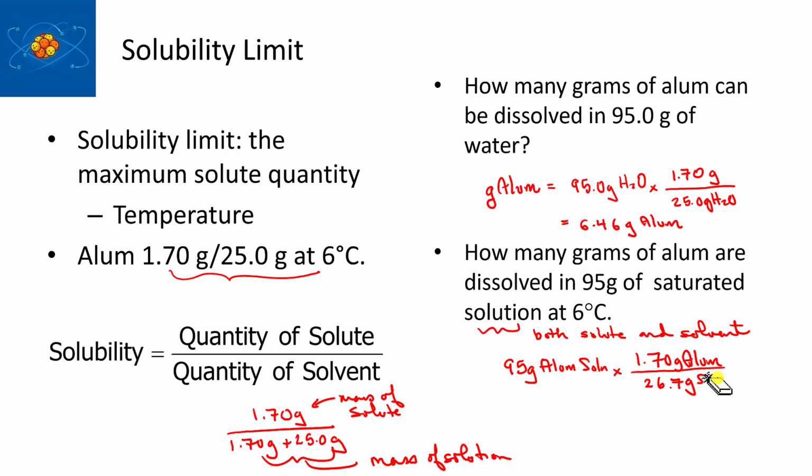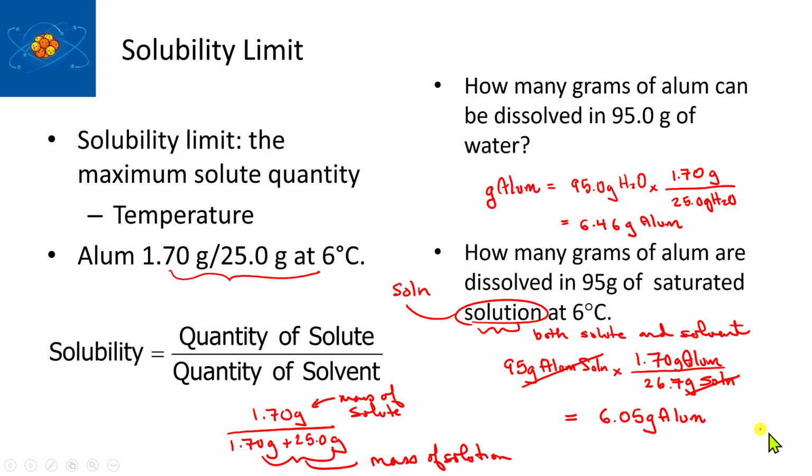And by the way, solution often gets abbreviated SOLN, like that. So let's see, where do I have solution? Yeah, this word by itself is often abbreviated SOLN. So if I do that calculation, the grams of alum solution and the grams of solution will cancel out, and what that'll leave me with is 6.05 grams of alum in that solution.